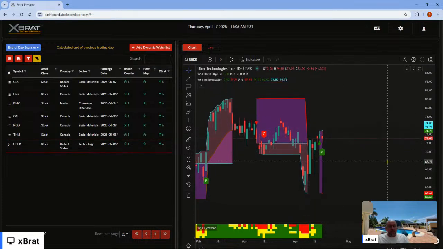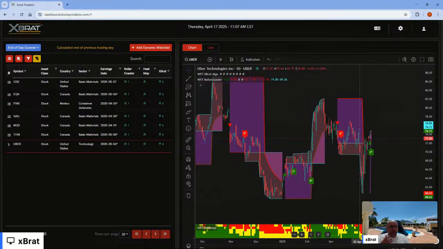One of the indicators that we look for is the xBrat algo, and that grades trades or potential signals 3, 4, 5, 6 stars. 6 stars like a star hotel, 5-star, 4-star. So it's early on in the move, good potential move, but there are things we've got to look at with Uber.